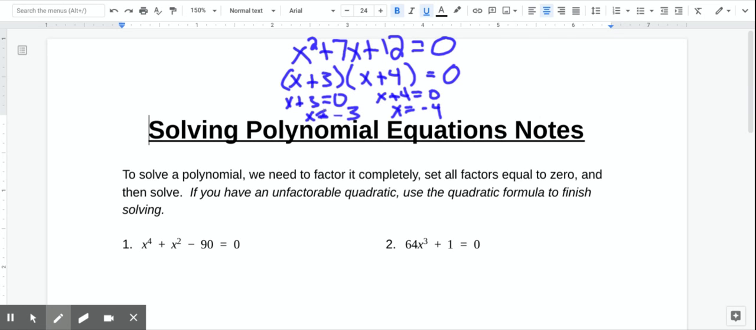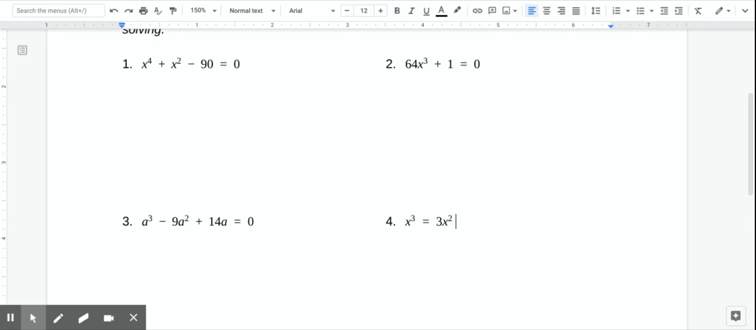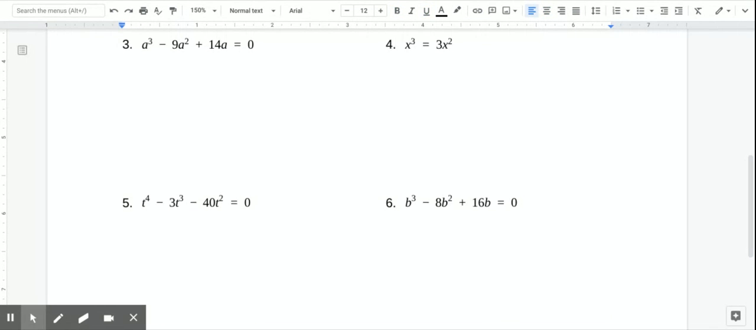So we did that when we did our quadratics, factored a bunch of different things. We're going to just continue with that idea, just with more complicated factoring problems. But the process is no different. We're going to factor things, set all the factors equal to 0, and that'll be our solution. We are going to go slightly out of order on this because number 1 and number 2 are kind of the hardest ones. So let's take a look at number 3.